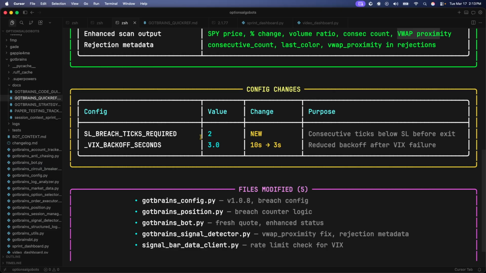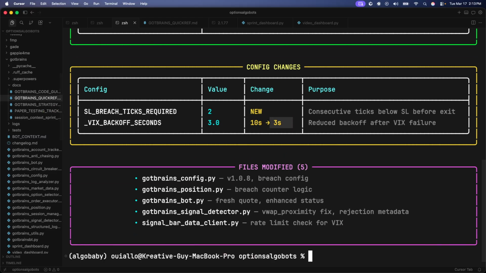A couple of config file changes that we did. We added that breach system, like I told you before, that 2 consecutive ticks, or 2 consecutive checks below, is when we're going to stop loss, not on the first one. And then we also changed the VIX timeout. Whenever the VIX wasn't populating, and VIX is our fear index, it allows us to gauge if the market is expecting a big move or a dump right now, right? So instead of it being at 10 seconds whenever it failed, we dropped it to 3 seconds. And here were the files that were modified.